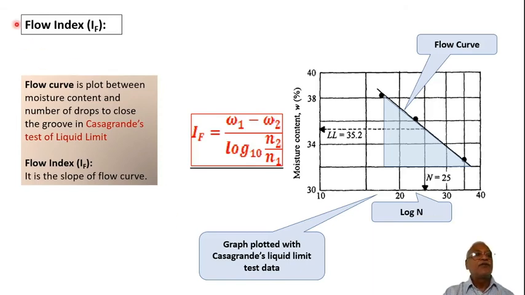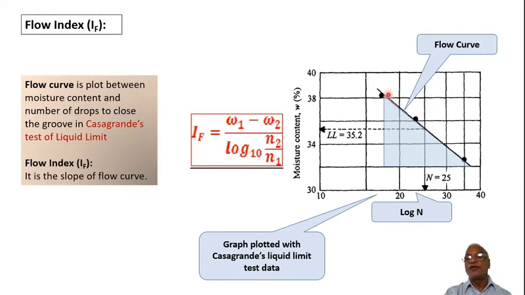Next, there is flow index, IF. First of all, we'll see what is flow curve. Flow curve is a plot between moisture content and number of drops to close the groove in Casagrande's test of liquid limit. We have discussed liquid limit by Casagrande, in which water content is plotted on y-axis, and along x-axis in log scale we plot number of drops, and you get a number of points.